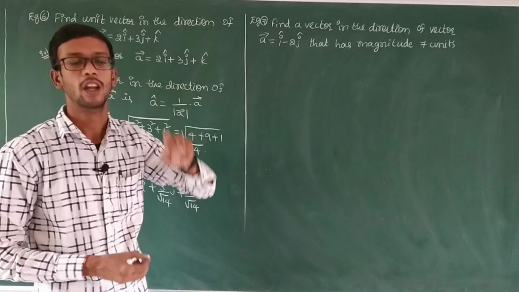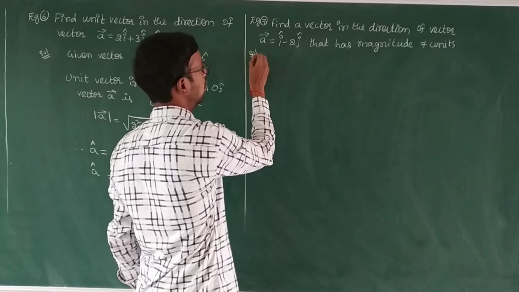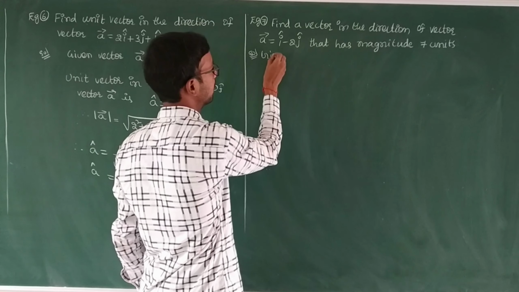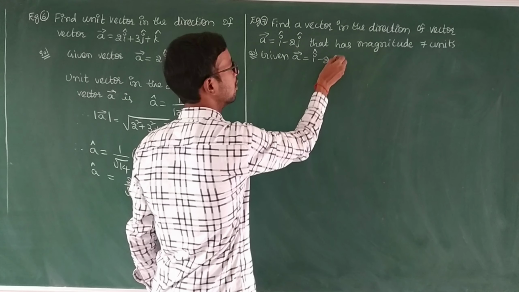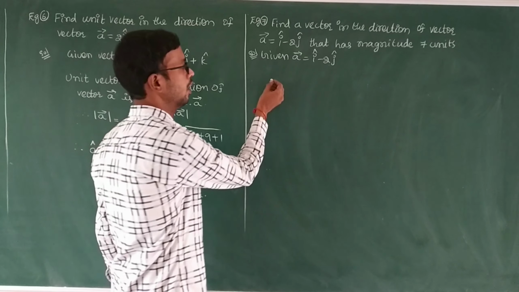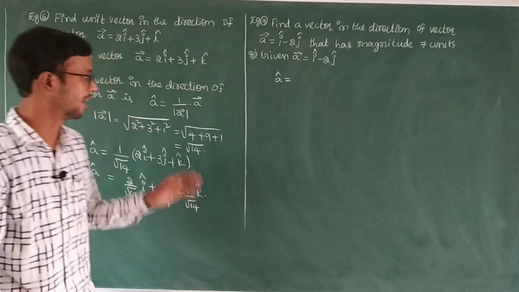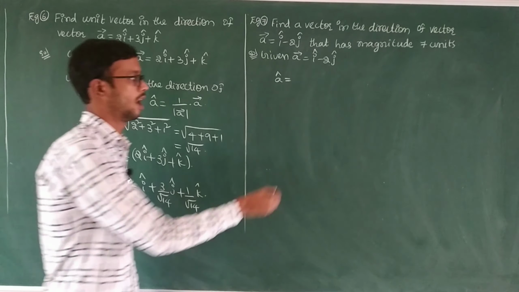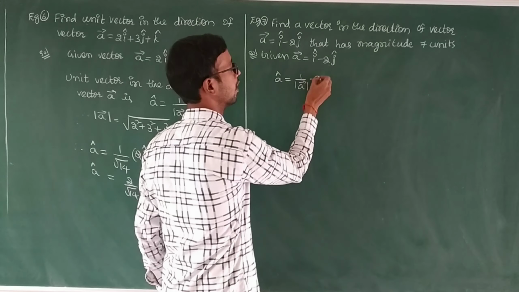In a similar way, here you first find the unit vector, then multiply with 7. So the solution: given A bar equals i cap minus 2j cap. The unit vector in the direction of A bar, A cap, has the formula 1 by magnitude of A bar into A bar.